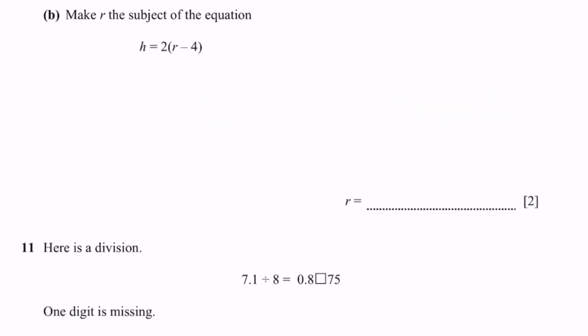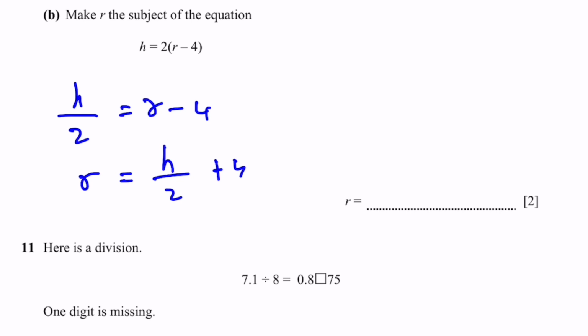B. Make r the subject of the equation h equals 2 times r minus 4. This means h by 2 is equal to r minus 4. r is equal to h by 2 plus 4. And that's it. That's the answer.